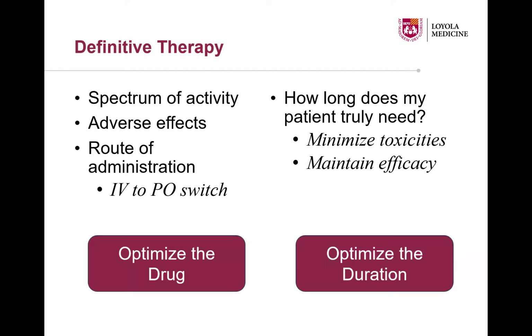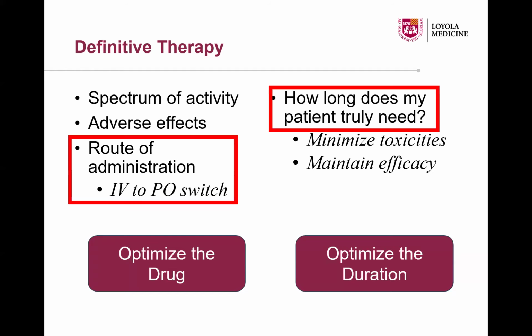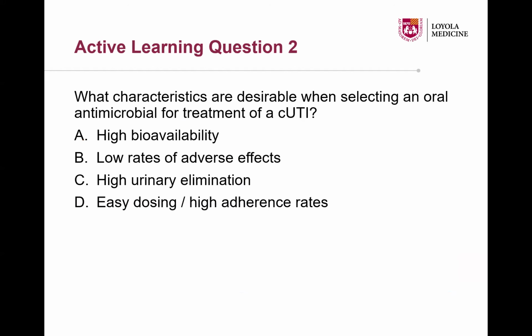On the duration side of things, how long does my patient truly need is really the key question there, and that has been addressed in some randomized controlled trials. So we're thinking about our patient and we want to transition from IV to oral therapy. The question is, what characteristics are desirable when selecting an oral antimicrobial for treatment of a complicated UTI?